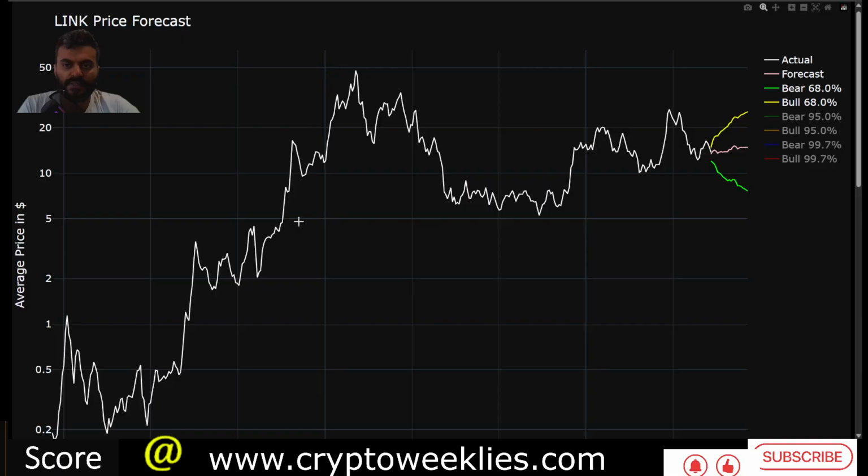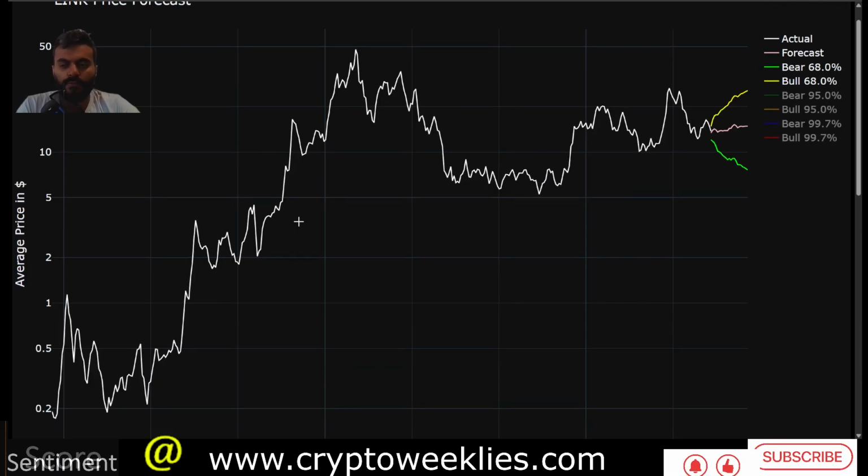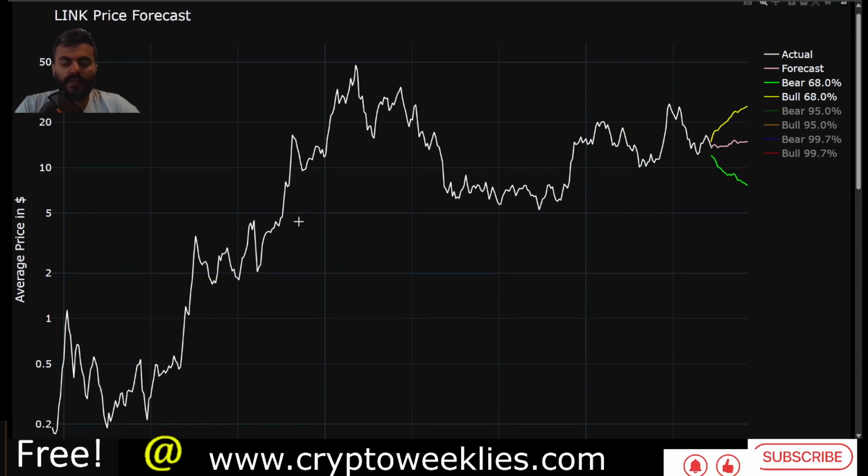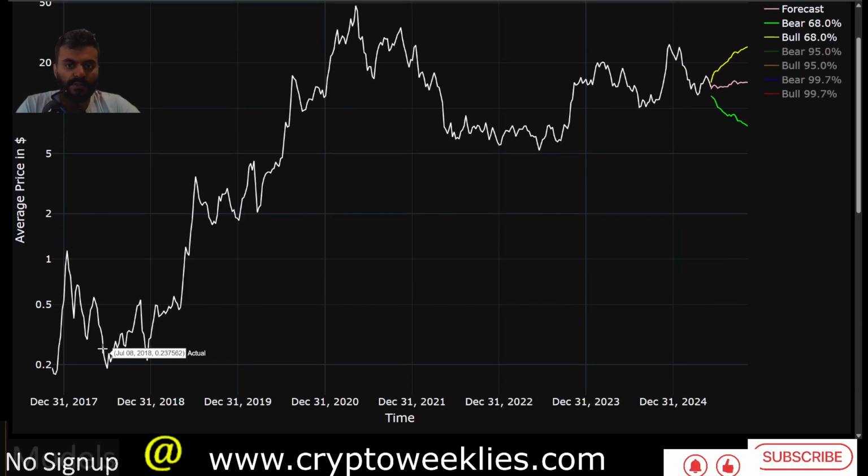We use data science and machine learning based outputs to identify what is a theoretical bull case, bear case, and neutral case. Again, this model is developed in-house using machine learning techniques: seasonal ARMA, LSTM, and XGBoost. This model uses weekly price action for LINK since November 2017.